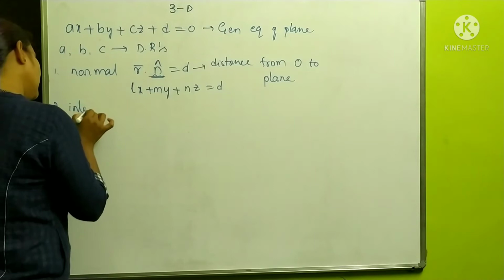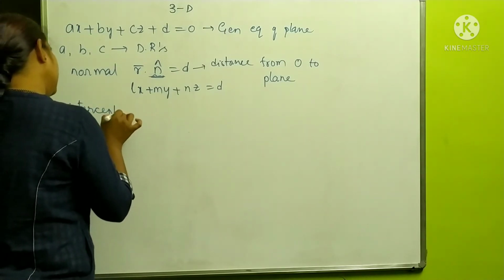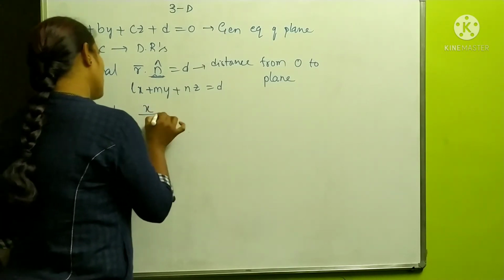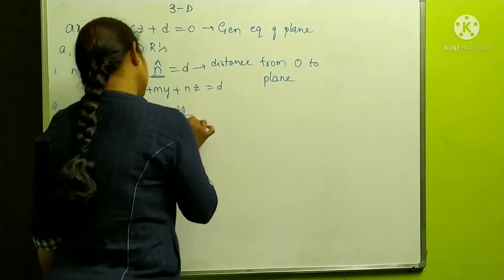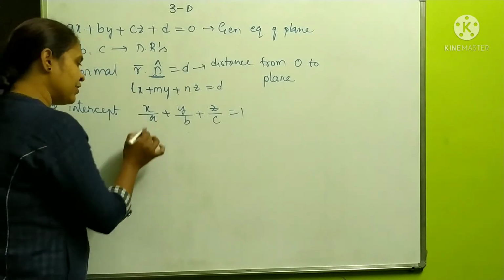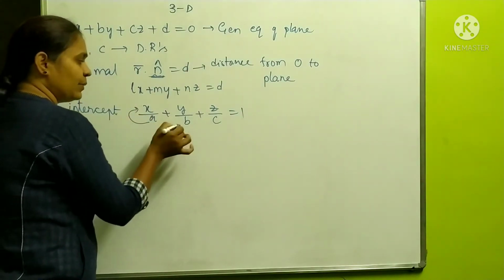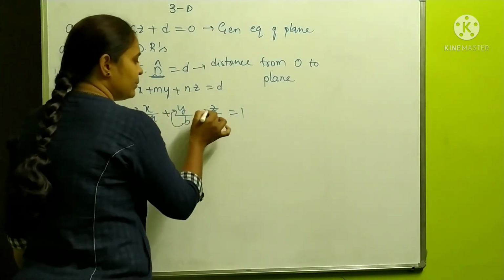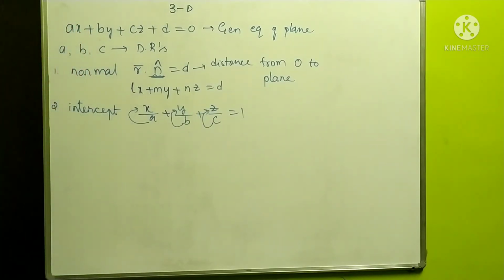Let me tell you about intercept form. Intercept form is x by a plus y by b plus z by c is equal to 1, where a is x-intercept, b is y-intercept and c is z-intercept.